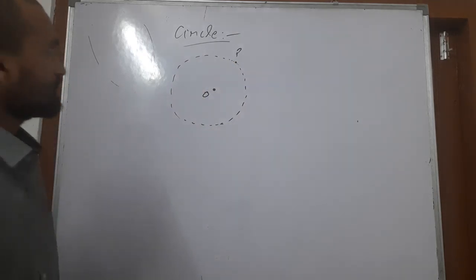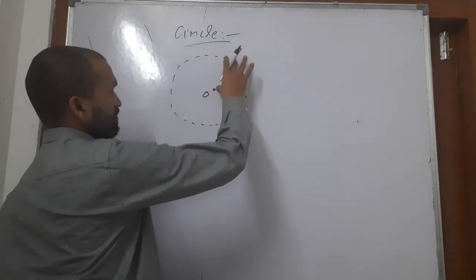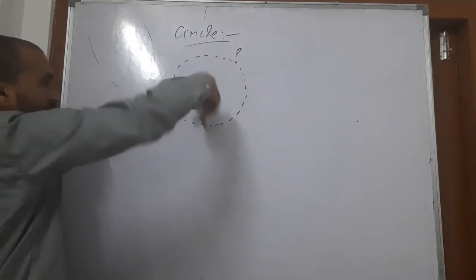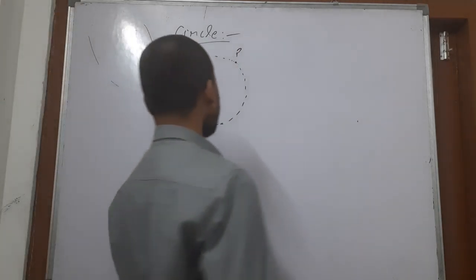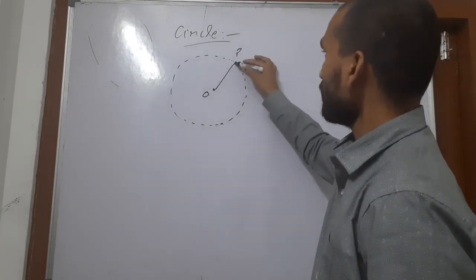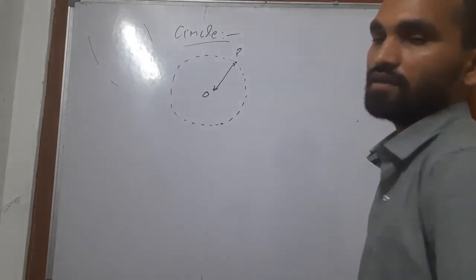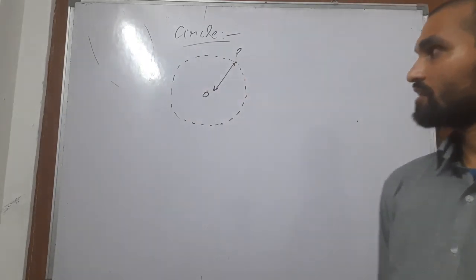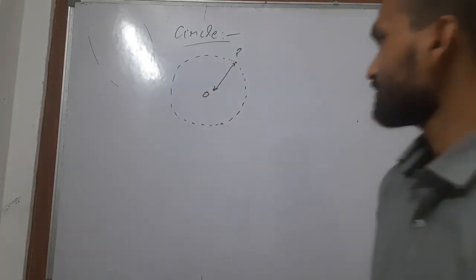Okay, the distance to P is always constant as we rotate in this shape. So OP is always equal. Okay, thus this type of structure will be circle.